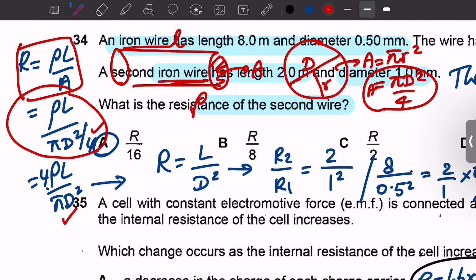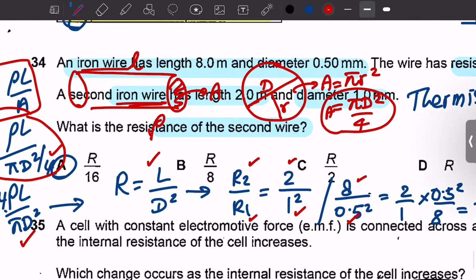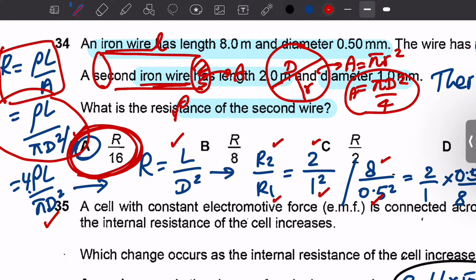But I can see actually there's an easier way. Rho, 4 and pi, all three are constants, right? So in that case, you don't have to worry about those things. You can just think about length and diameter. So that's what I am going to do. I am going to use resistance of second wire is his length and his diameter squared, resistance of first wire, his length, his diameter squared. If you do the calculation right, I get 1 over 16. So resistance is 1 R over 16. The answer is A.